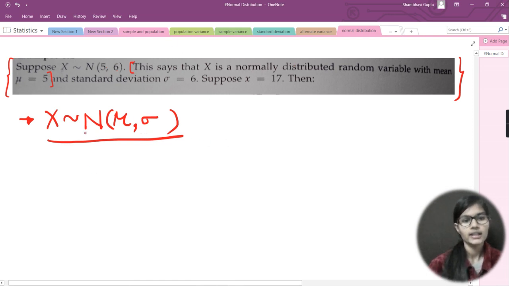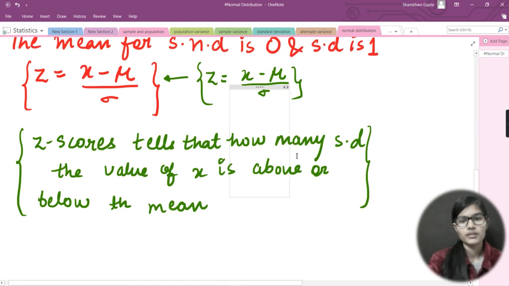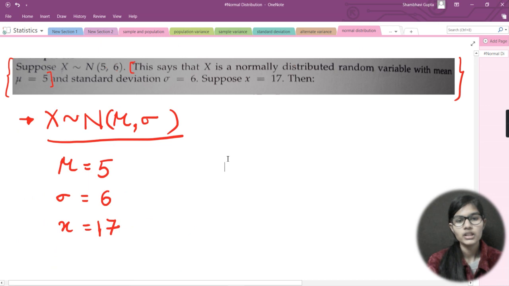Now, let's do one thing. Let me write the values for everything. This mu is given as 5. Sigma is the standard deviation, so this is given as 6. And we also have a value of small x. The value of small x is 17. So these three are the values, or variables, you can say. We have the values for these three.